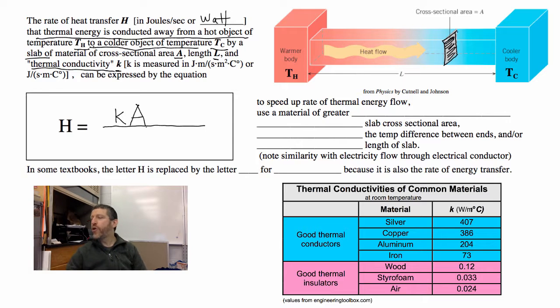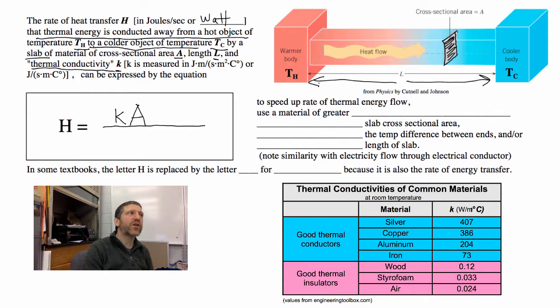Now, how about the length of this thing, otherwise also called the thickness of the slab? They mean this length, L, from there to there. If it's a longer tube that the energy's got to flow through, will that make it flow faster or slower? So let's think about that. Where does L, the length of this thing, go in this equation? Thumb up for top, thumb down for bottom. It goes on the bottom.